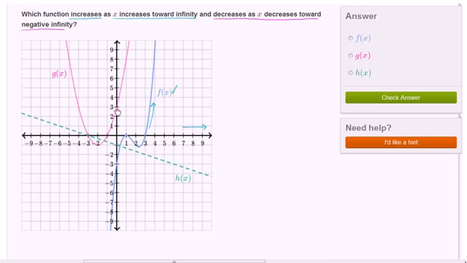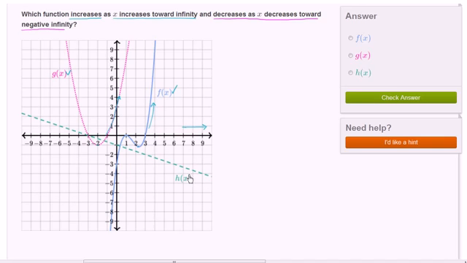Now let's think about g of x. Once we get past this minimum point right over here, as x gets larger and larger and larger, as it approaches infinity, g of x seems to be getting larger and larger and larger. g of x is moving up. So g of x also seems to make this first constraint.